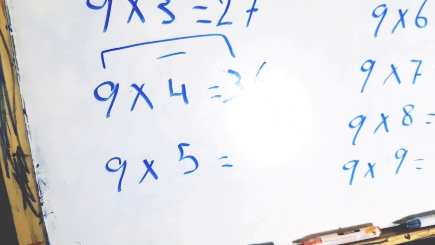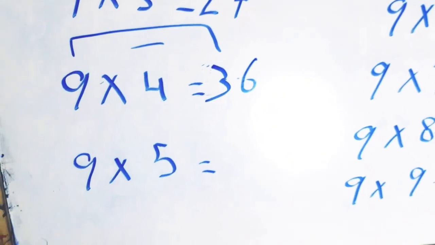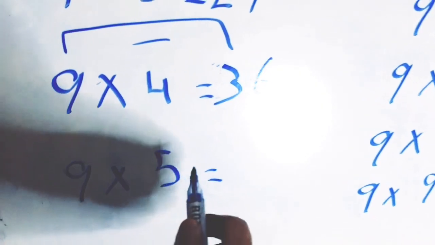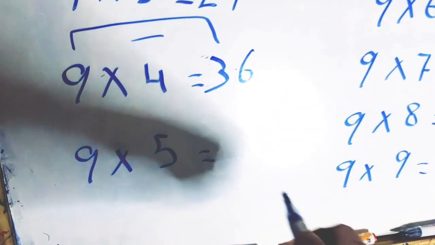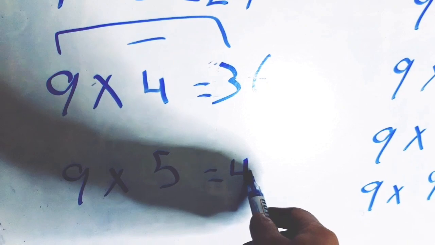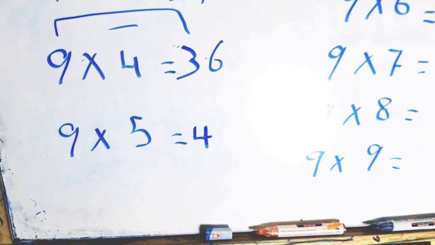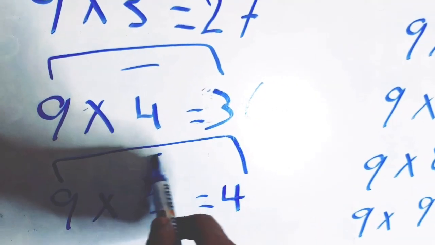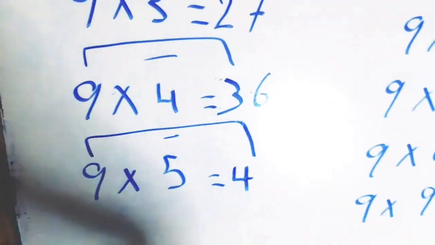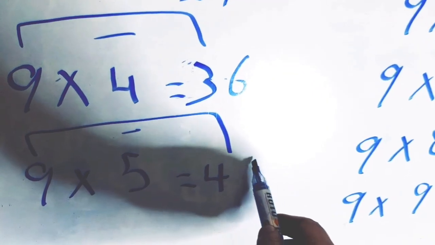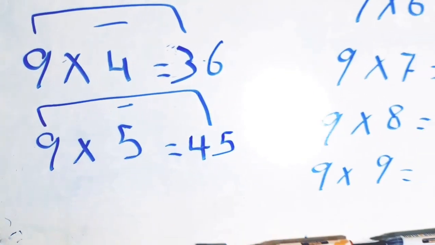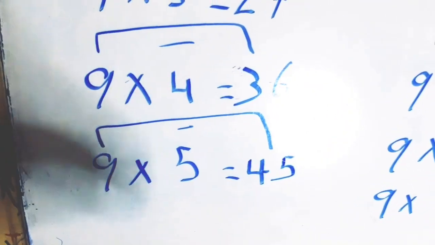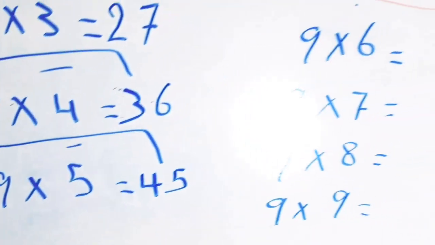9 times 5. Look at 5. Subtract 1 from 5, so we have 4. Okay, we write 4 at the tens place. After that, we subtract 4 from 9. 9 minus 4 equals 5. We have 45. 45 is, of course, the multiplication product of 9 times 5.